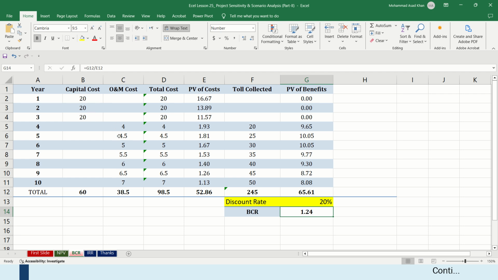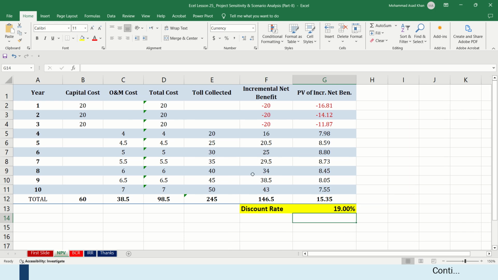You can also change the operation and maintenance cost. Plus, you can change mainly in NPV, the benefits. The incremental benefits can be changed too. Yes, the toll collected or the revenue collected may change. If you are running a cola company, the production line can change, the demand can change, especially the supply can change. So that can directly affect the revenue of the firm.